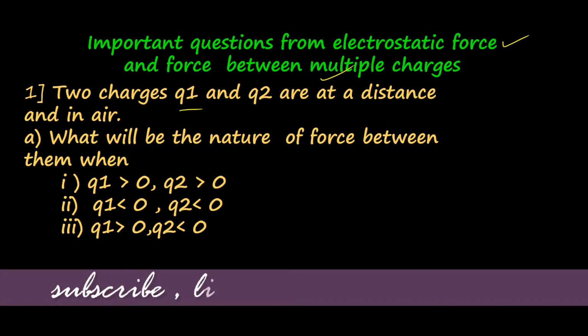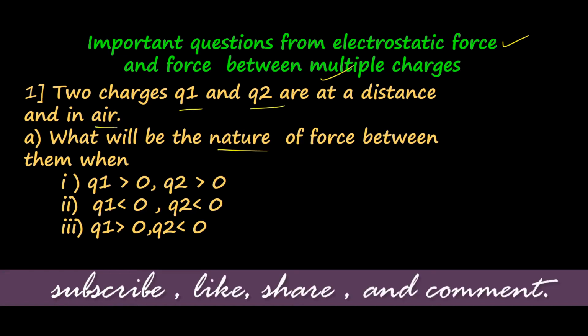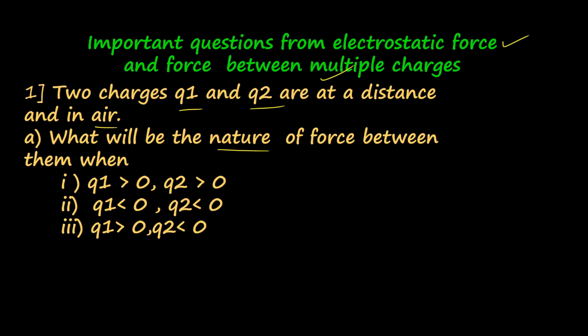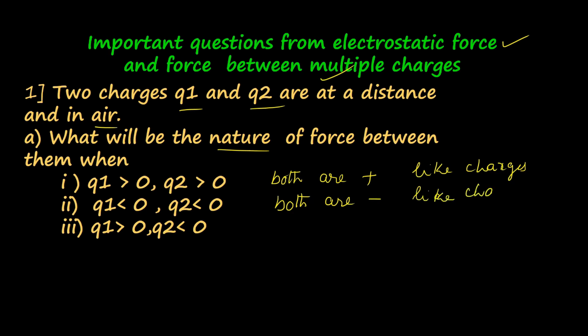This is the first question. Two charges Q1 and Q2 are at a distance in air. What will be the nature of the force between them when Q1 is greater than 0, Q2 is greater than 0? That means both charges are positive. Second one, Q1 is less than 0, Q2 is less than 0. So both are negative. So both the first case and the second case are cases of like charges.